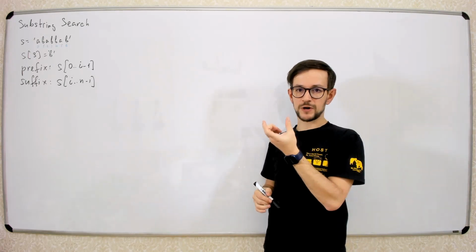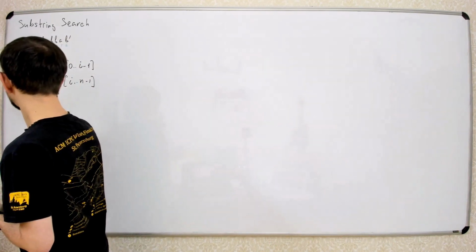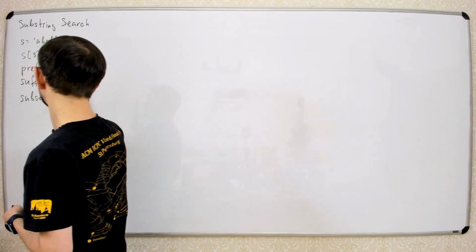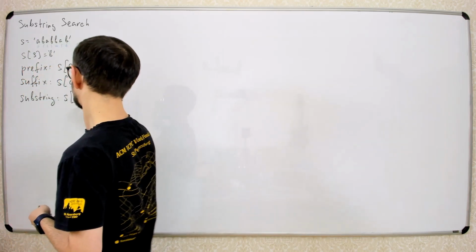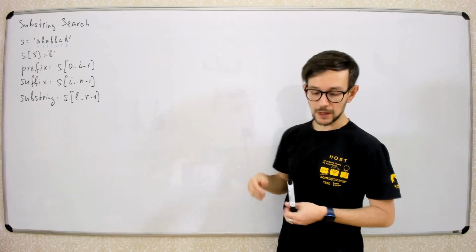Every other subarray is called a substring. If you take some letters from L to R minus 1, you will have some substring of your string.